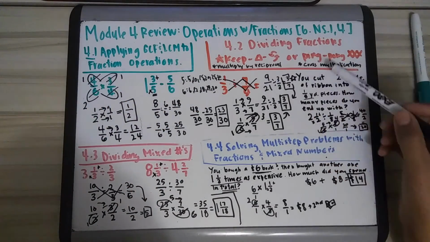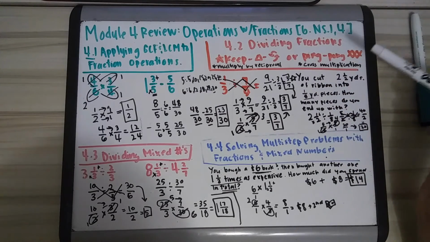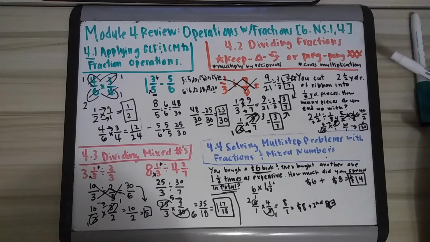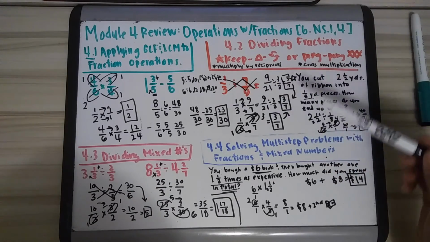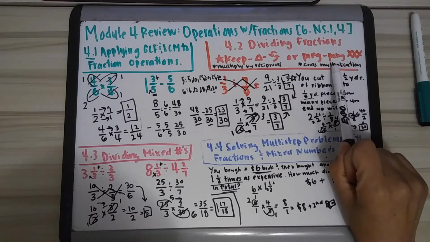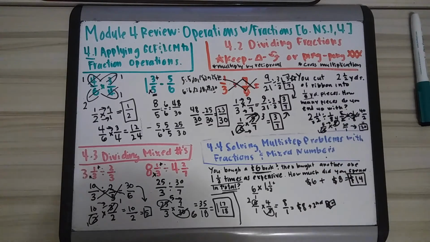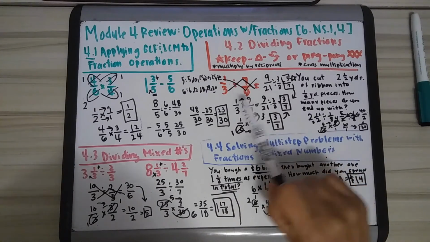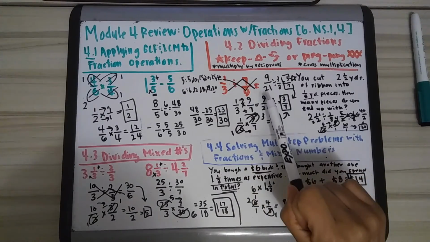Division of fractions, you can use 2 methods. You can do keep, change, and flip, which is multiplication by the reciprocal, or you can ping pong, which is cross multiplication, okay? And then again, you have to simplify. Remember, you guys cannot use ping ponging, you cannot cross multiply with multiplication. Multiplication, you just go straight across, okay? Once you keep, change, and flip, you have to go across. Please do not ping pong after that.